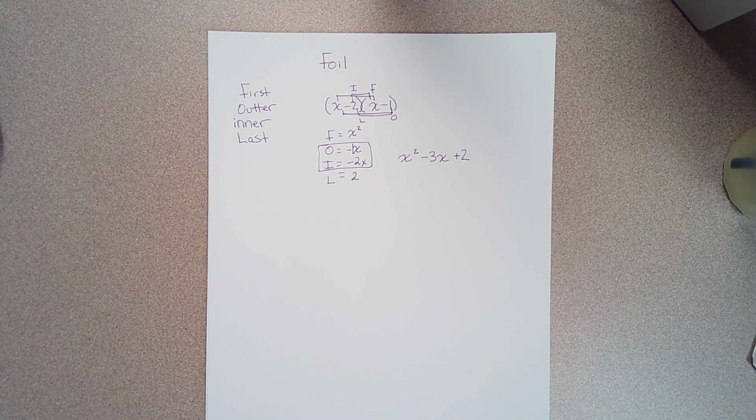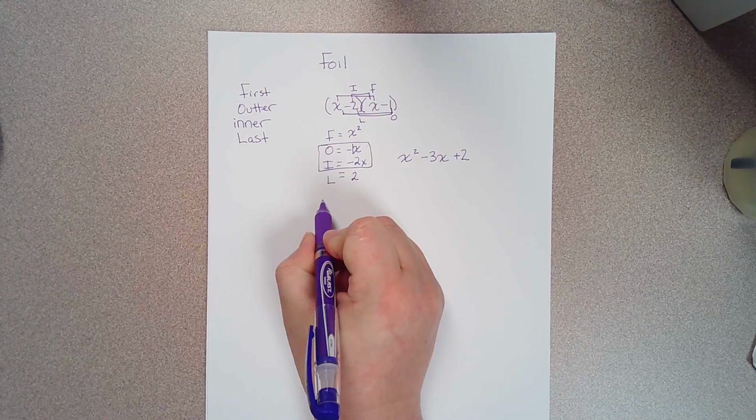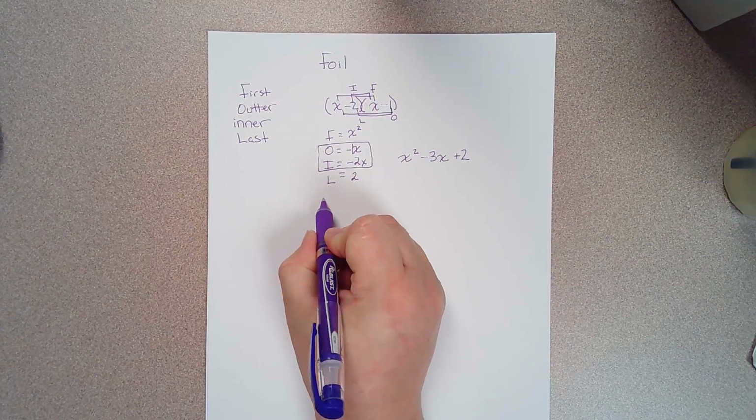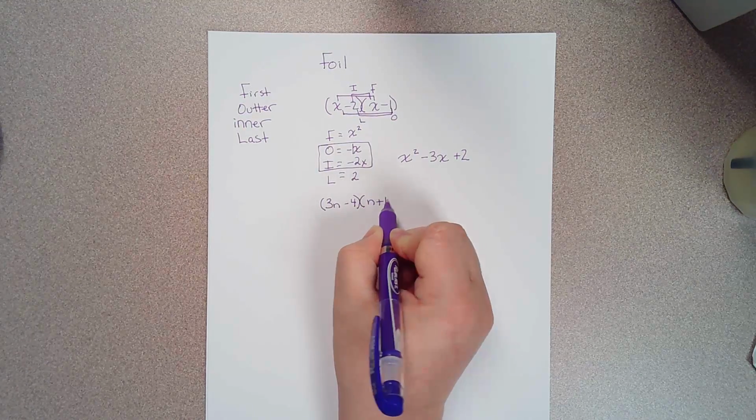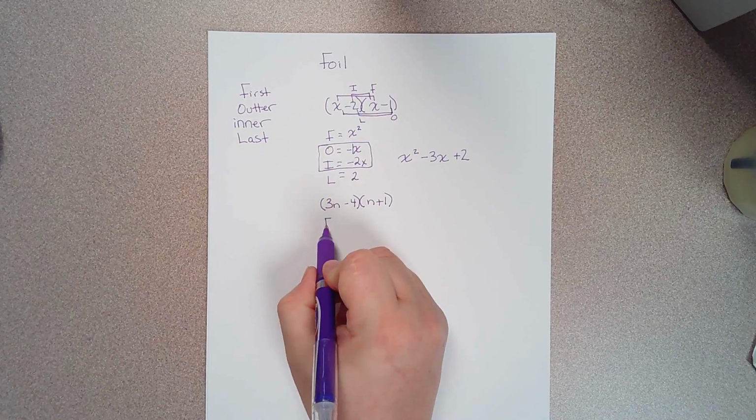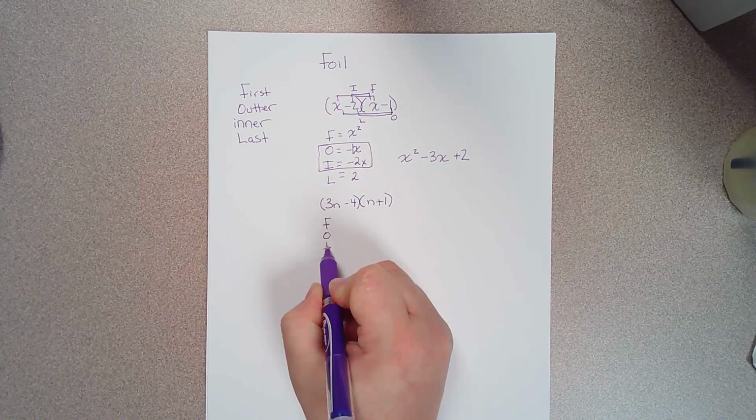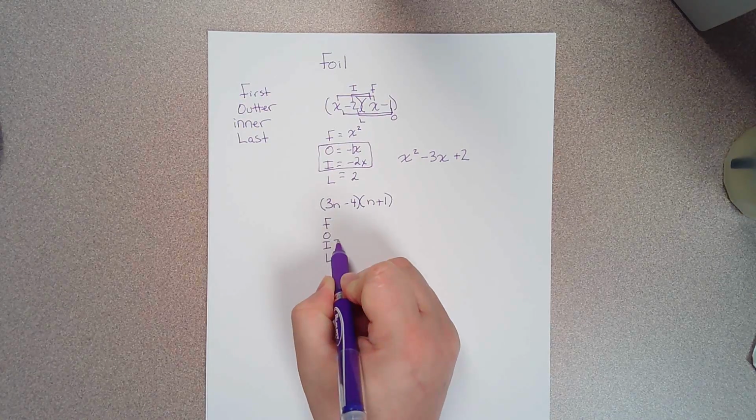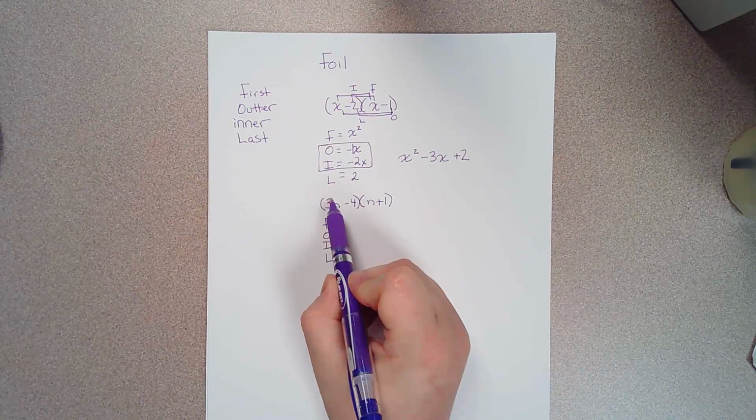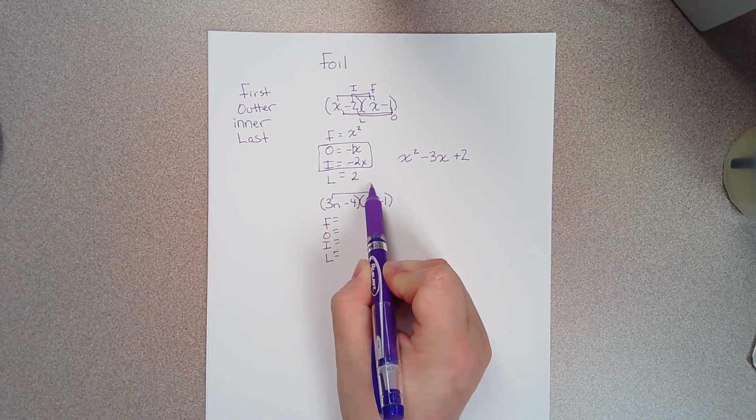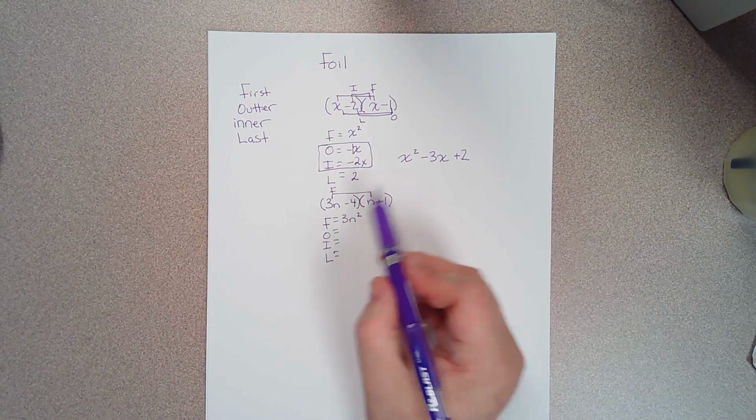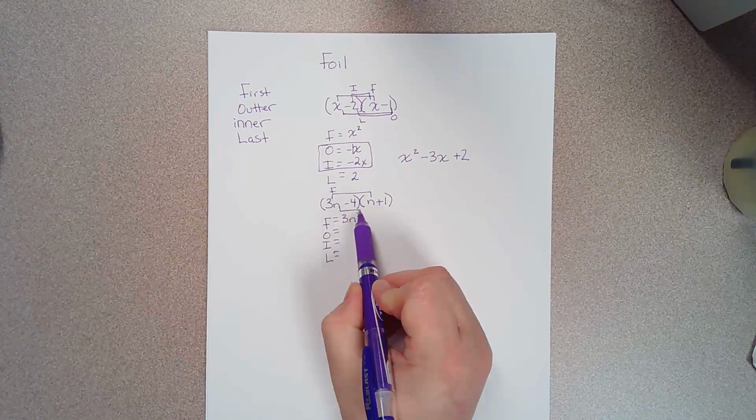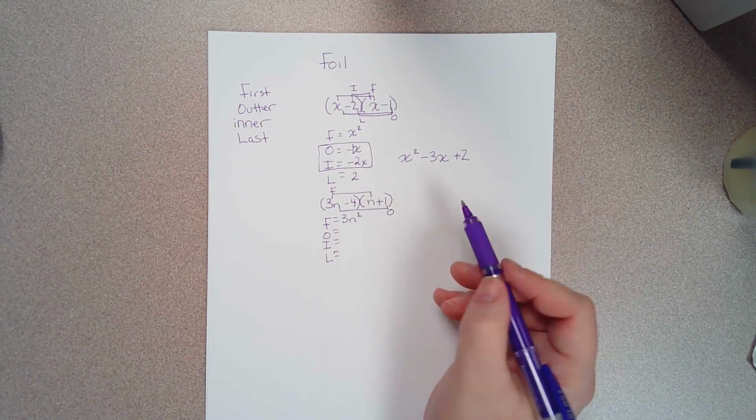So let's put another one up for an example, and let's make this a little bigger of a process. So let's say I have 3n minus 4 times n plus 1. Once again, I list my FOIL below. And let's show this. So F is 3n times n, which is going to give me 3n squared. O is going to be the outer two. So the ones furthest from each other, there's my O. So 3n times 1 is 3n.